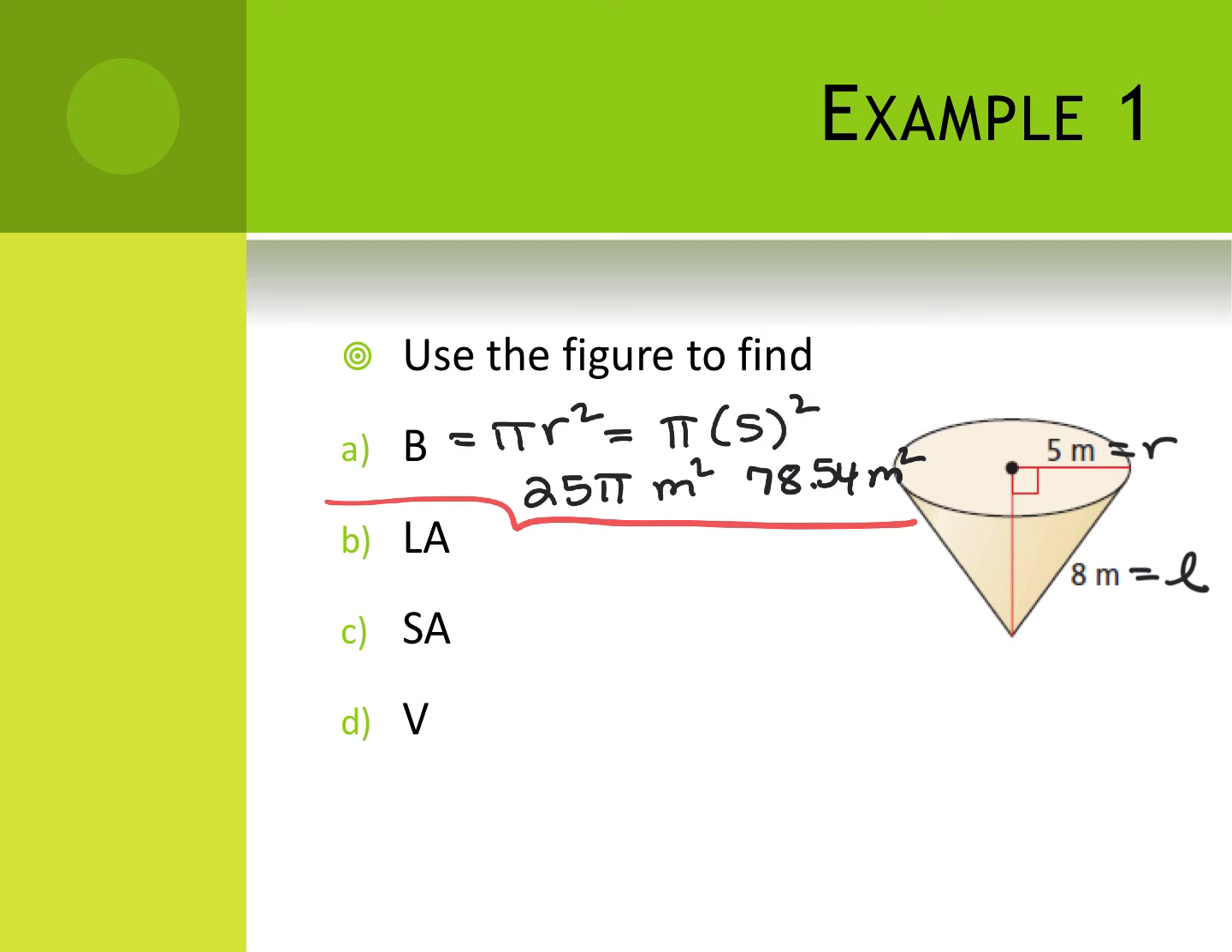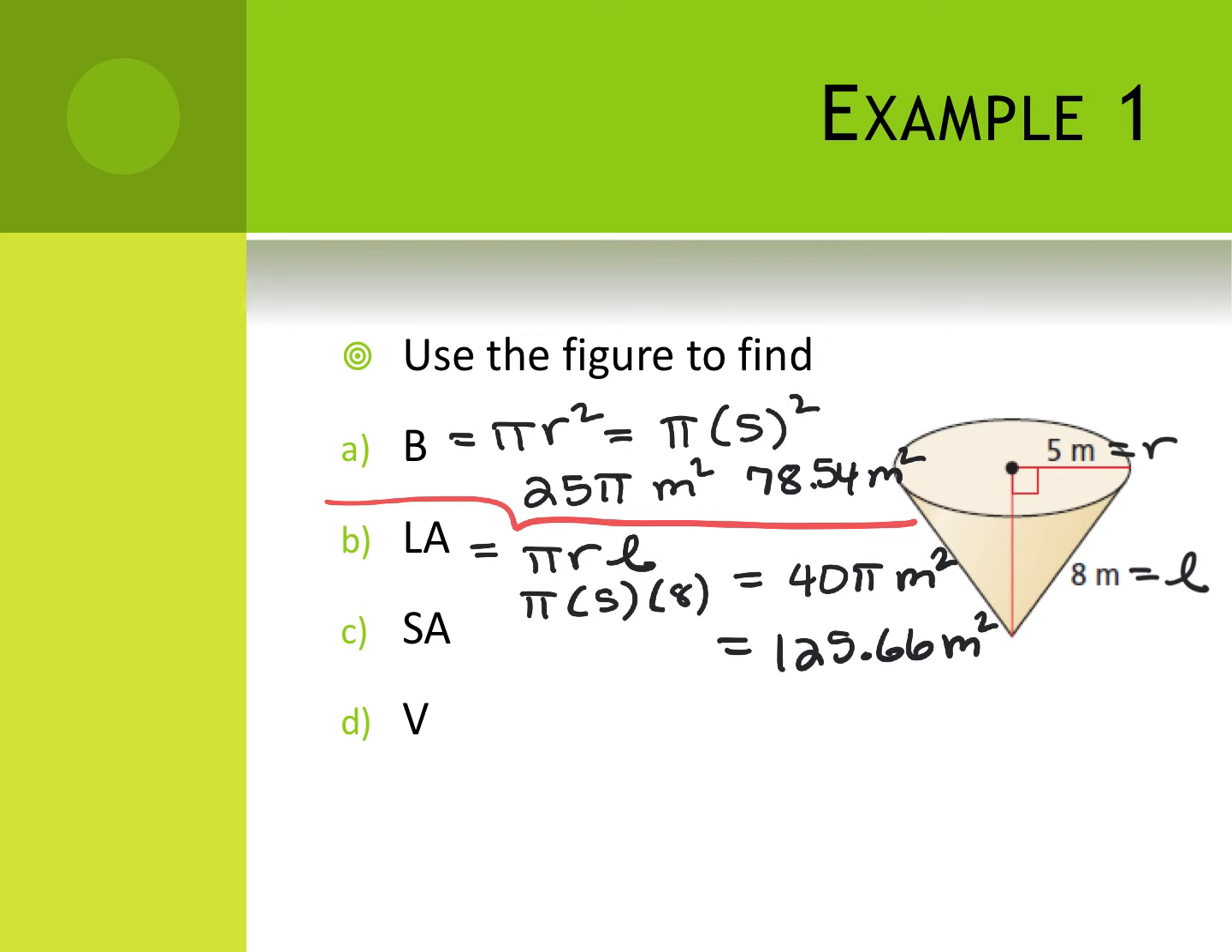For the lateral area, so that's like the sides of this cone, that formula that you're memorizing is pi times radius times the slant height. Again, my radius is 5. My slant height is 8. Left in terms of pi, it's 40 pi meters squared. Using my calculator, multiplying 40 times pi, I get 125.66 meters squared.